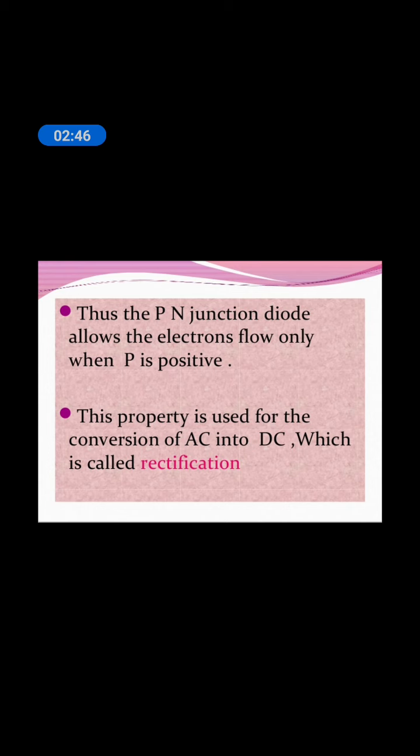Thus, the PN junction diode allows the electrons to flow only when P is positive. That means if p-type semiconductor is connected with the positive terminal of the battery and n-type semiconductor is connected with the negative terminal of the battery, then the diode will be forward biased, and in this condition the current will flow. This property is used for the conversion of AC into DC, which is called rectification.